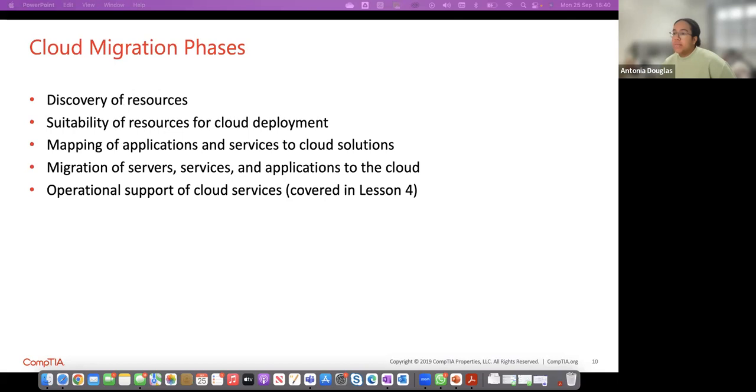So looking at cloud migration phases, we're going to look individually at these phases here. So discovery of resources, suitability of resources for cloud deployment, something that we've just discussed around data sensitivity, whether it's health information, mapping of applications and services to the cloud, migration of services and applications to the cloud, operational support of cloud services, which you've already covered. Again, that's going back to the shared responsibility model.